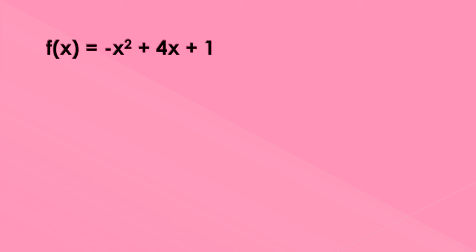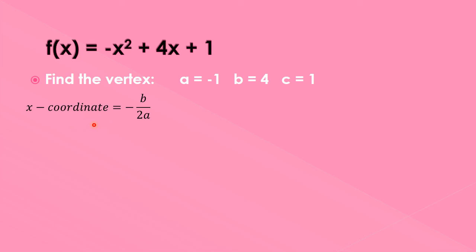In this example, a is negative 1, b is 4, and c is 1. Let's find x for the vertex, negative b over 2a. We will have negative b, b is 4, 2 times a will be 2 times negative 1. Okay? So negative 4 divided by negative 2 is positive 2.